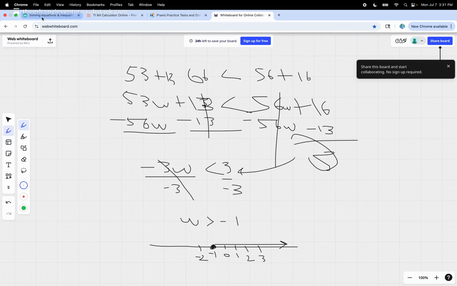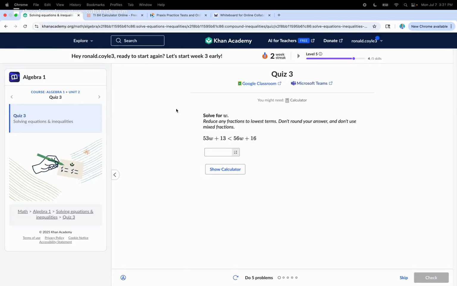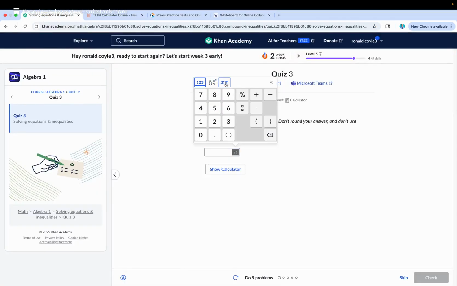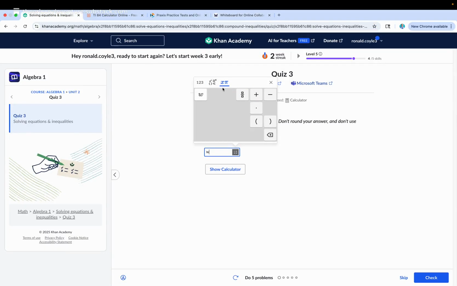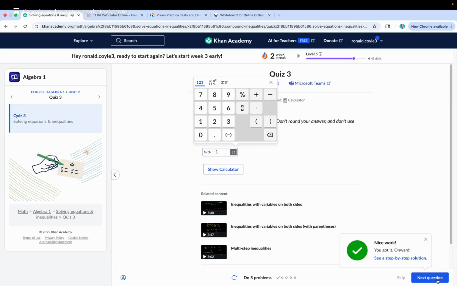So I'm going to go over here and write this in. W is greater than -1. Should get it. There we go. Nice work. All right. Next one, I'm just going to try to zip through some of these, so I don't want to spend all day on these.